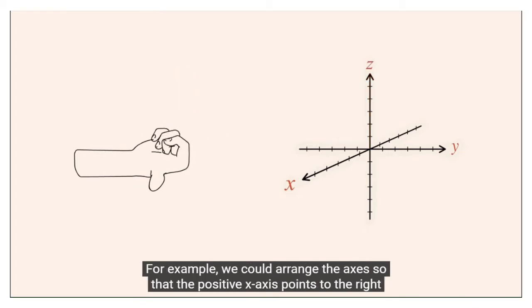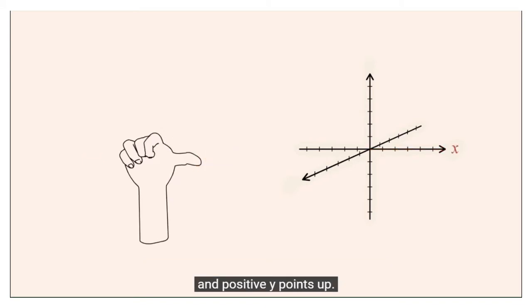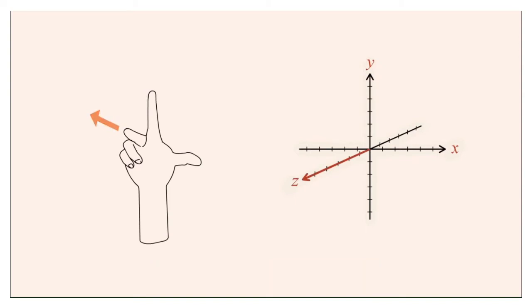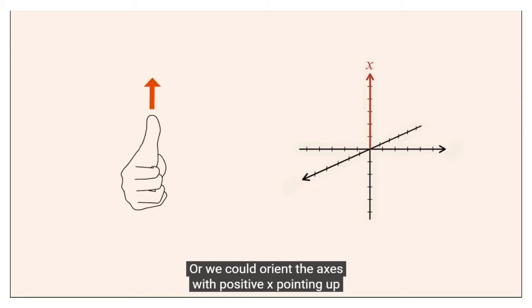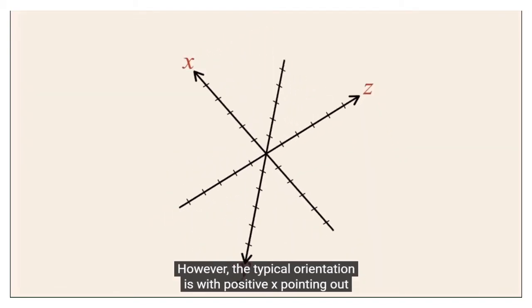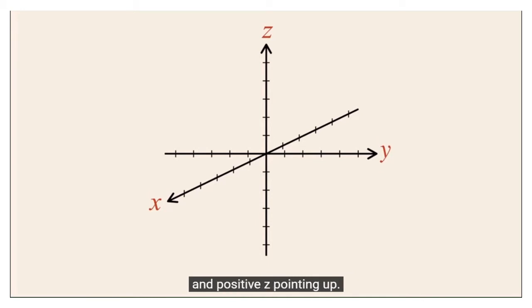For example, we could arrange the axes so that the positive x-axis points to the right and positive y points up. In that case, the right-hand rule tells us that positive z must point out of the page. Or we could orient the axes with positive x pointing up, positive y pointing out of the page, and positive z pointing to the right. However, the typical orientation is with positive x pointing out, positive y pointing to the right, and positive z pointing up.